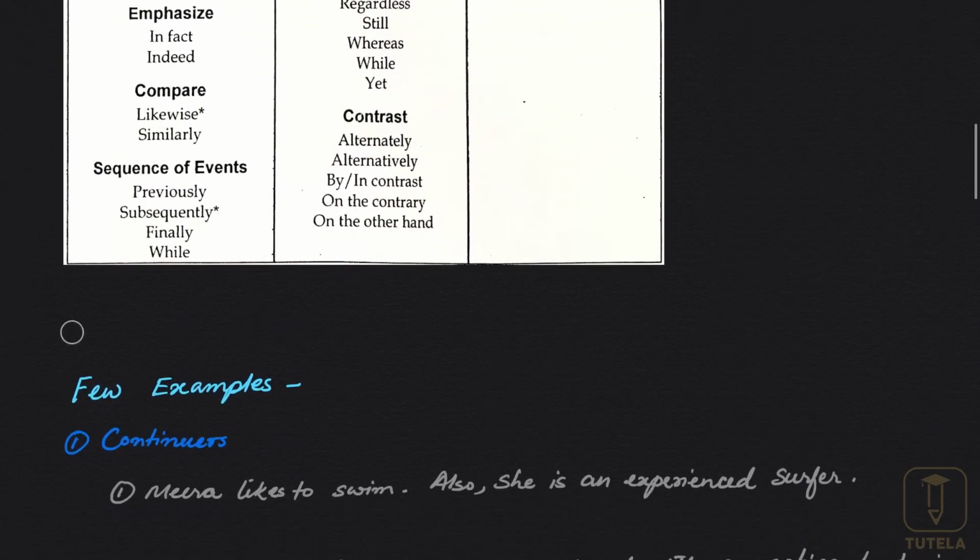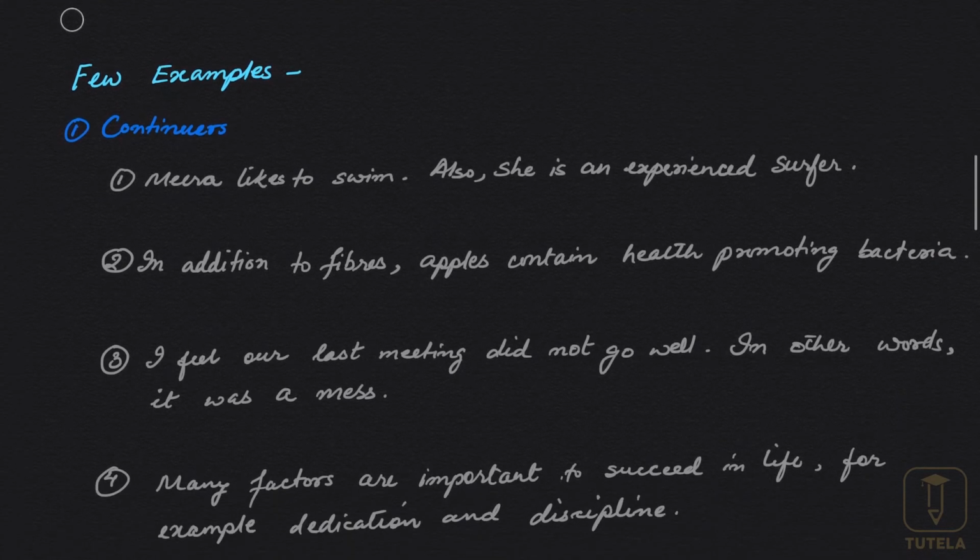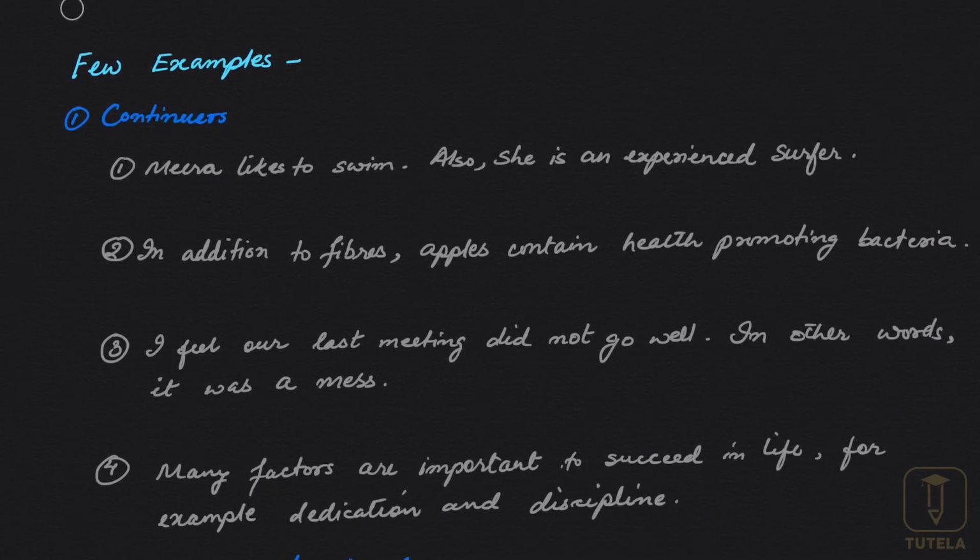Moving forward, let's take a look at a few examples to understand the list that we just discussed. Let's study a few examples related to continuous. First example says Meera likes to swim. Also, she is an experienced surfer. If you take a look at this, the word also denotes an added information. So this is the first type that we just discussed.